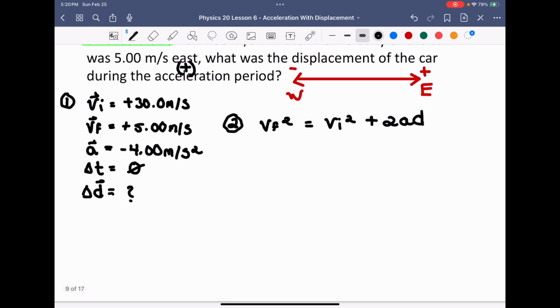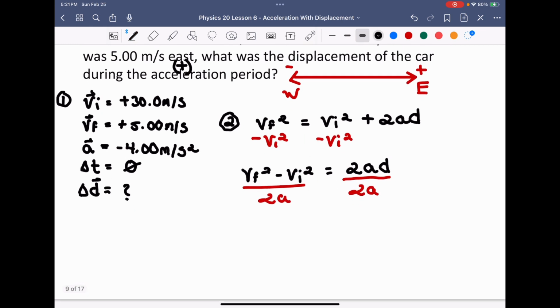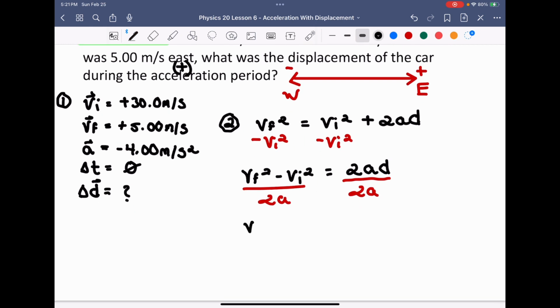Now, we want to isolate for the displacement, so I'm going to subtract VI squared from both sides. When I do that, I get VF squared minus VI squared is equal to positive 2AD. Now, in order to isolate the displacement, I'm going to divide both sides by 2 times the acceleration. I end up getting VF squared minus VI squared divided by 2A is equal to displacement.